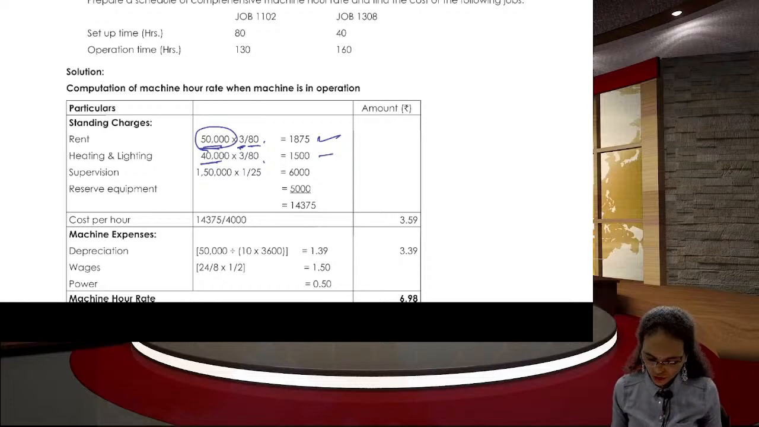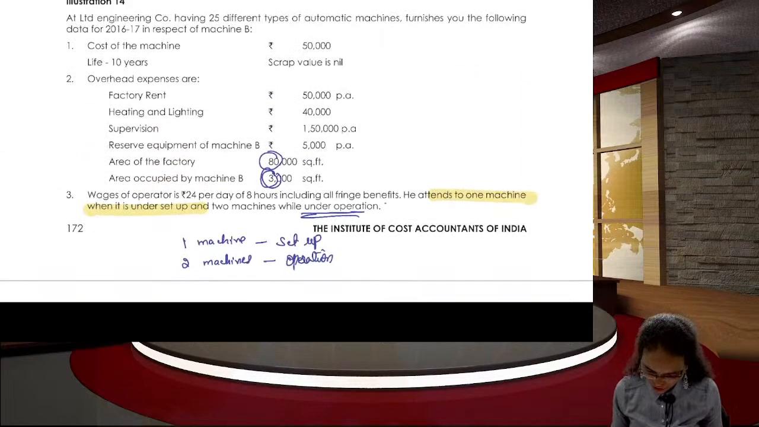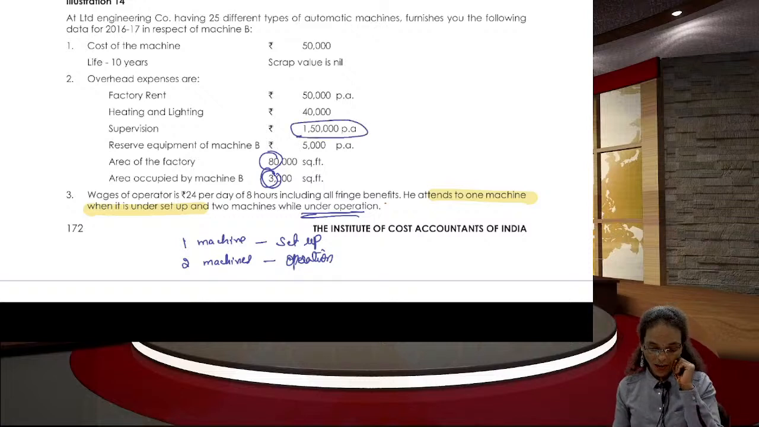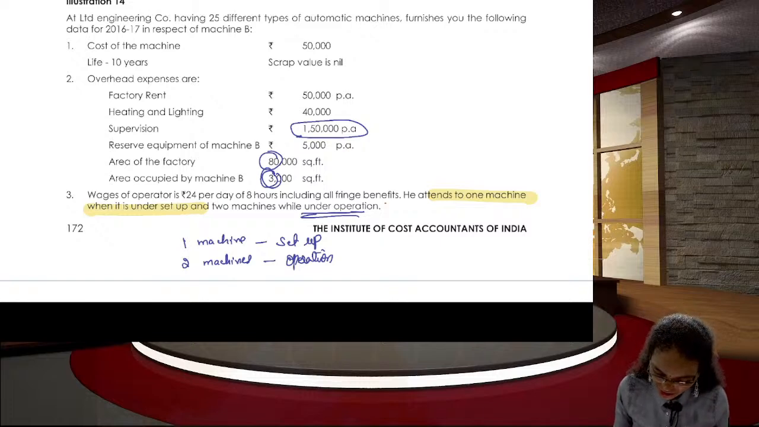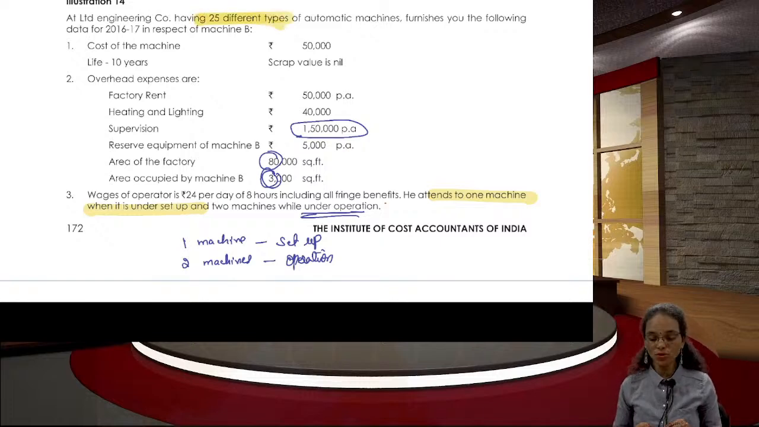So this one. Supervision, you come back here. Supervision charges 1,50,000. But how many machines we have? We have 25 machines. In the examination, don't get confused. Read the question properly. I am telling you once again. Read the question properly, especially in the costing. In all the subjects, reading the question clearly is very much important. But in the accounts and costing, it is very much important. One small word will determine the meaning in a different way.